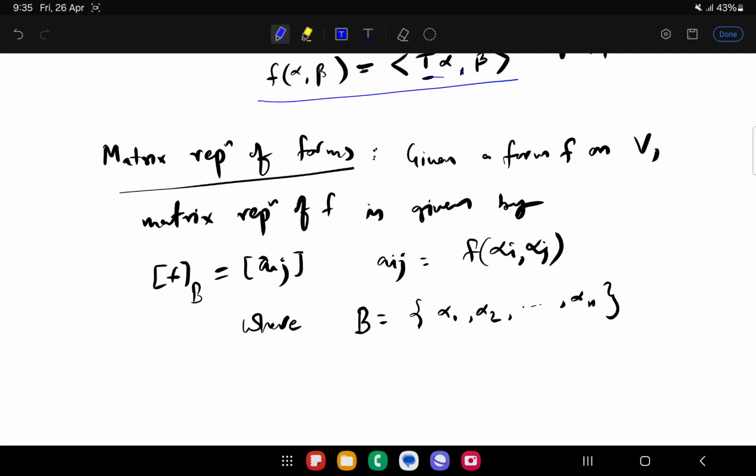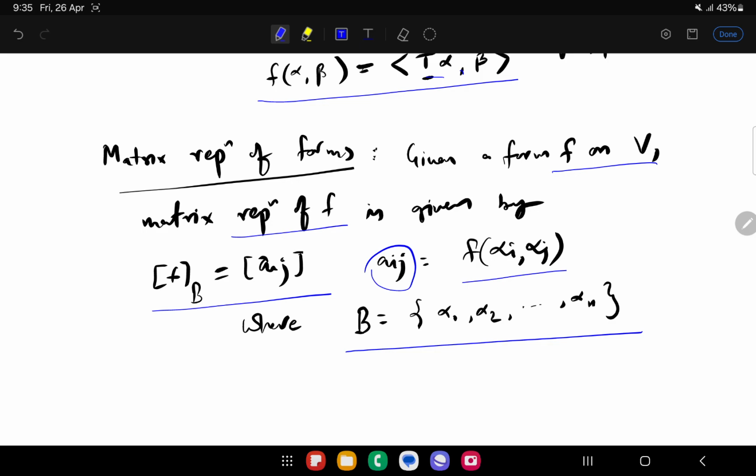Matrix representation of forms: given a form F on V, the matrix representation of F is given by Aij, where Aij is defined as F of alpha i, alpha j, where alpha i and alpha j are coming from a basis, an ordered basis, any ordered basis.